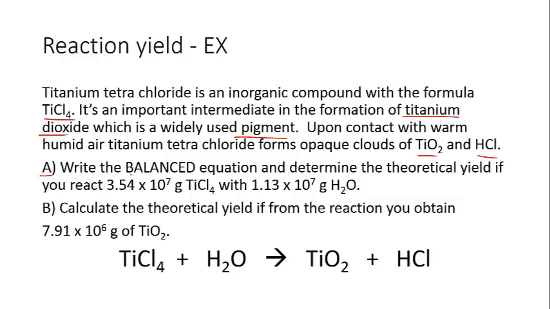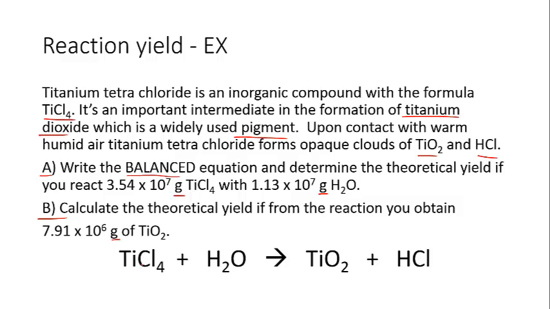A. Write the balanced equation and determine the theoretical yield if you react 3.54 grams titanium tetrachloride with 1.13 times 10 to the 7th grams H2O. And then B, calculate the percent yield if from the reaction you obtain 7.91 times 10 to the 6 grams titanium dioxide.